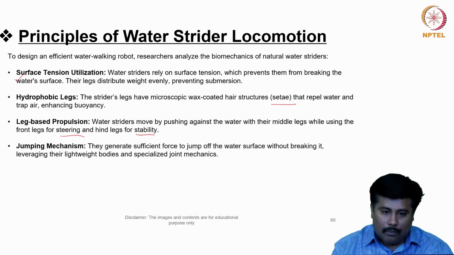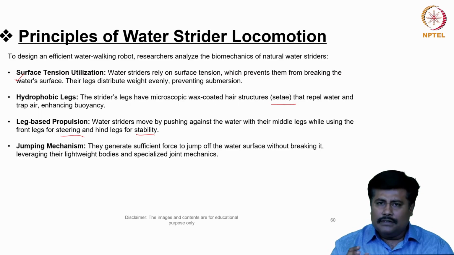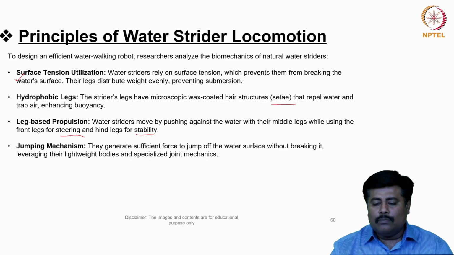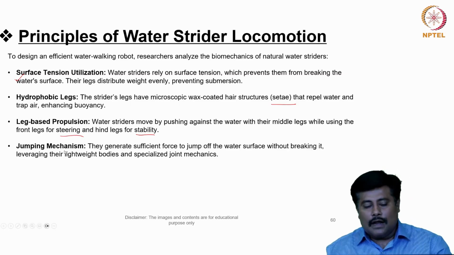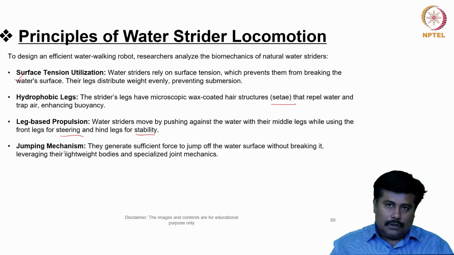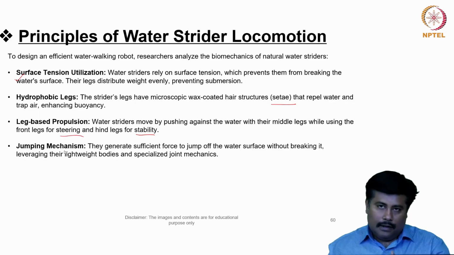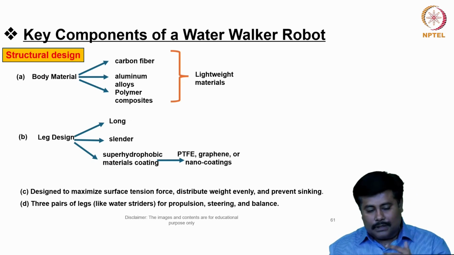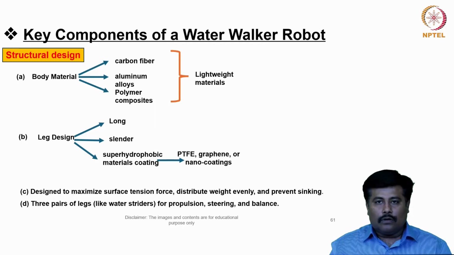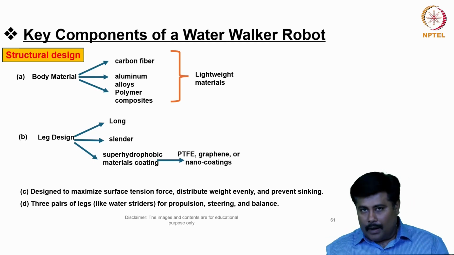Next, the jumping mechanism: they generate sufficient force to jump off the water surface without breaking it, leveraging their lightweight bodies and specialized joint mechanics. So these are the different principles of the water strider with reference to locomotion. Let us discuss in detail, in the upcoming classes, the key components of the water walker robot.